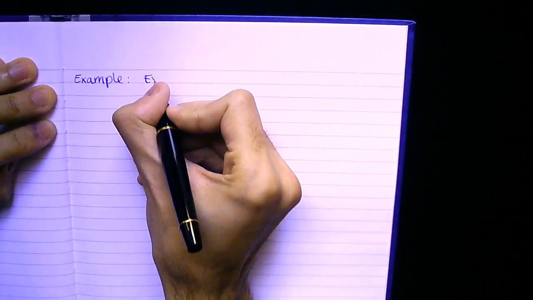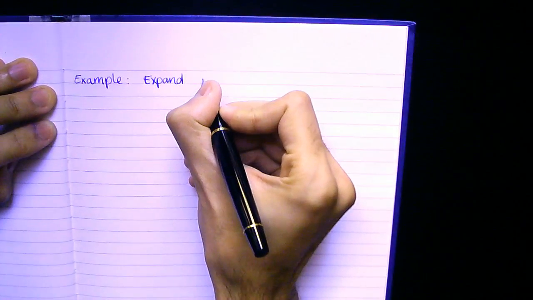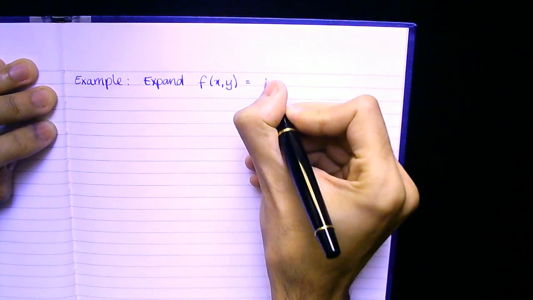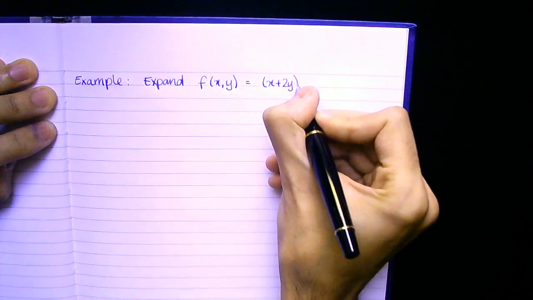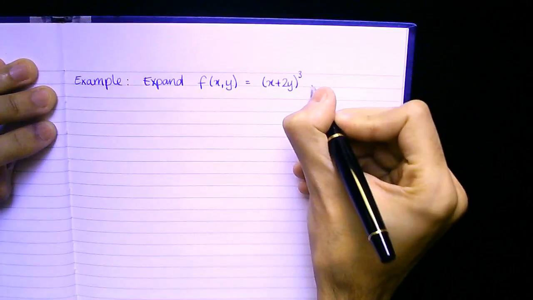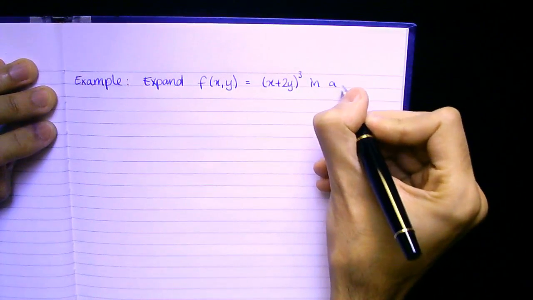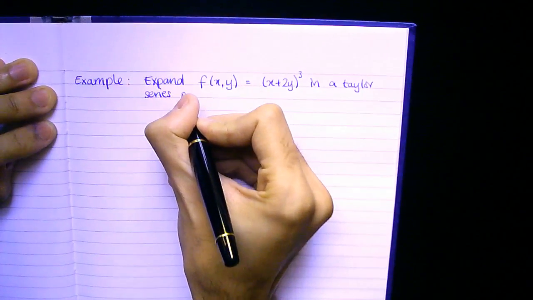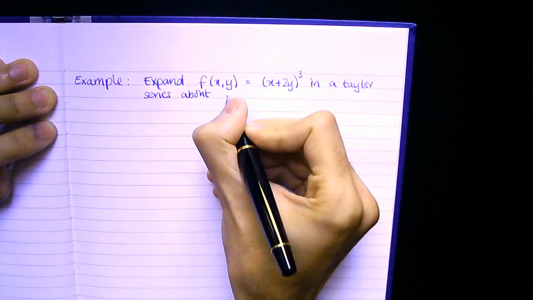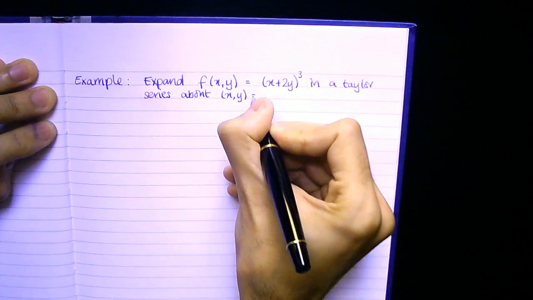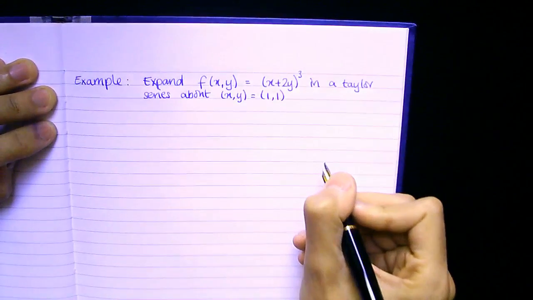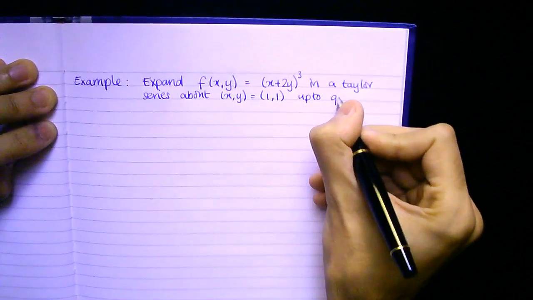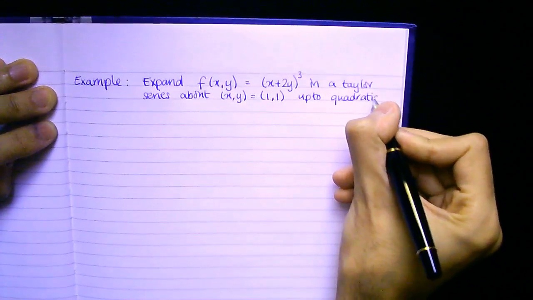Okay, so we're going to expand this particular function in a Taylor series about the point x, y equals 1, 1, up to quadratic terms.